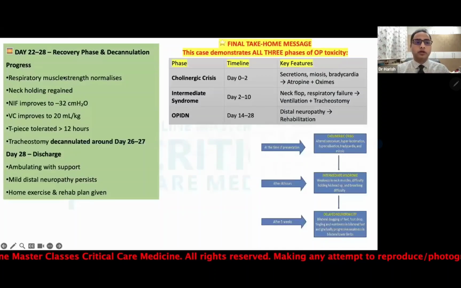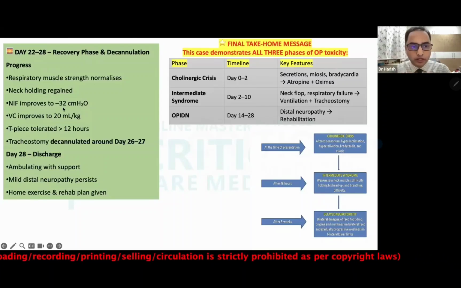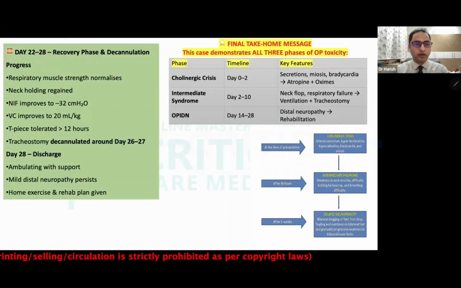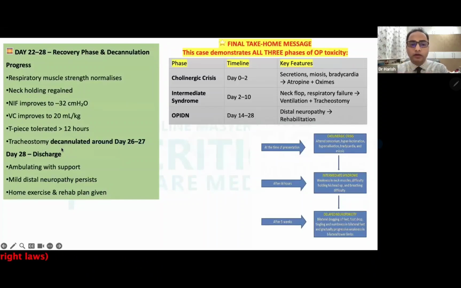So coming back to our patient, day 22 to 28, recovery phase and decannulation. If you see the progress of our patient, respiratory muscle strength normalizes, neck holding regained, negative inspiratory force improved to minus 32 centimeters of water. Vital capacity around 20 ml per kg. T-piece is tolerated more than 12 hours. Tracheostomy decannulated around day 26 to 27. Day 28 we discharged, ambulating with support. Mild distal neuropathy still persists. Home exercise rehab plan has been given.